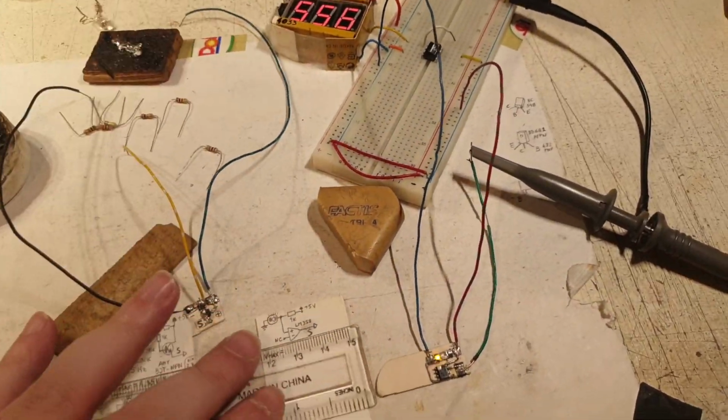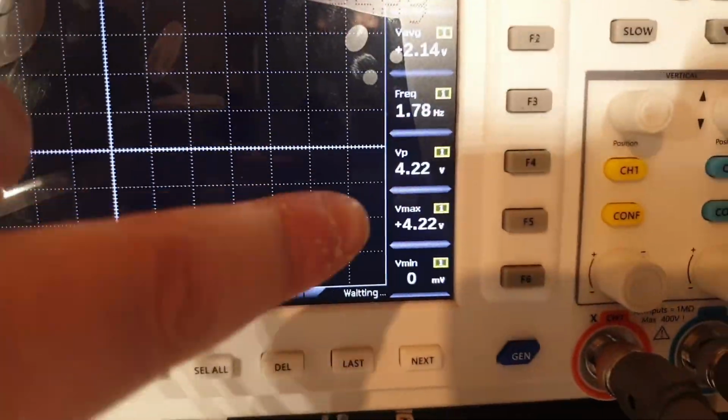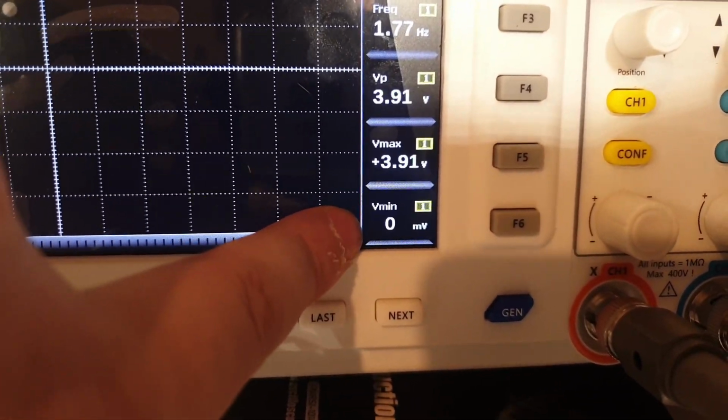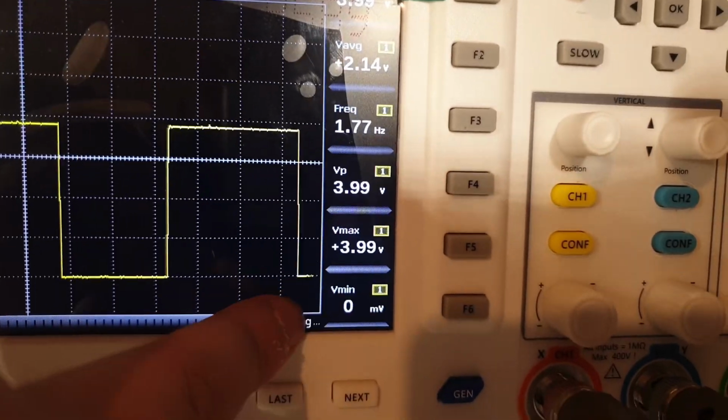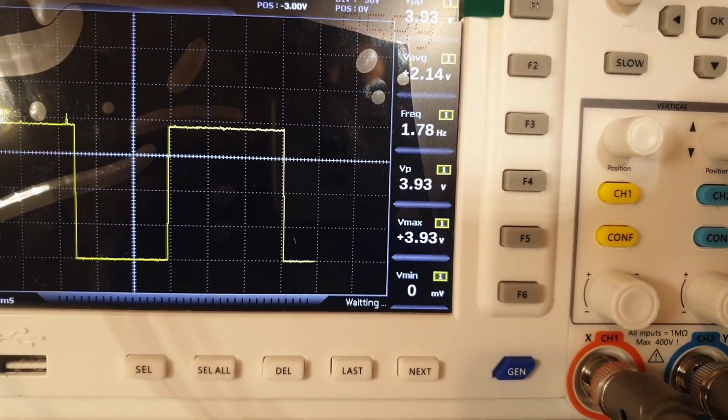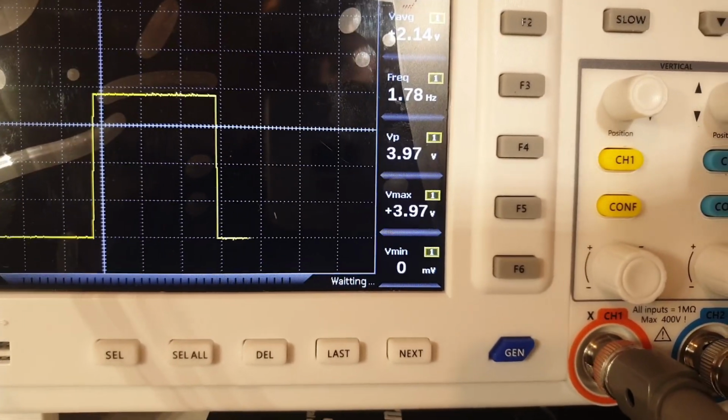I keep it off a little bit. And now this is what I'm getting. Voltage maximum is 3.9. Voltage minimum is 0 millivolts, which is excellent. This is what I was talking about. And actually, 20 millivolts it was at some point. Come on. No, it doesn't want to go to 20, but I got to 20 millivolts.